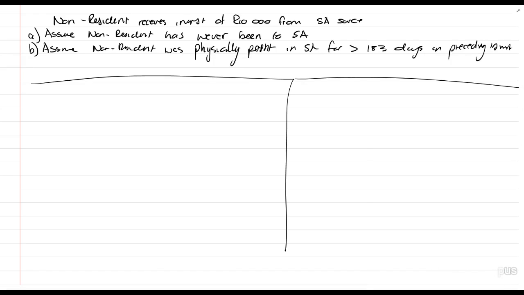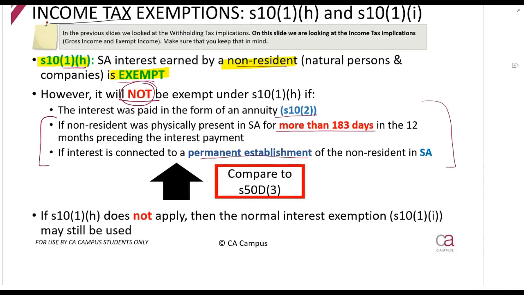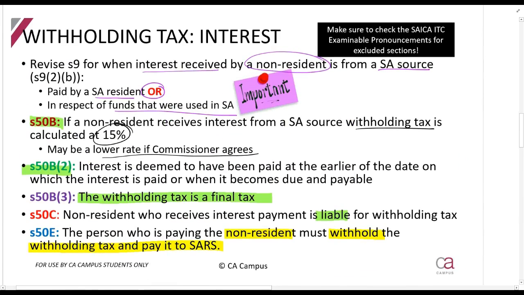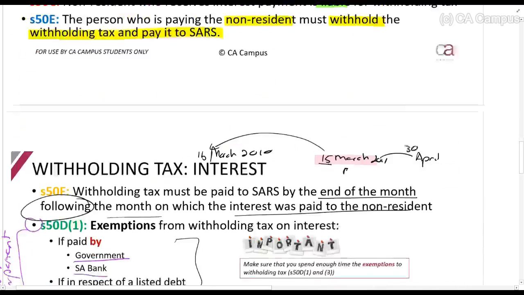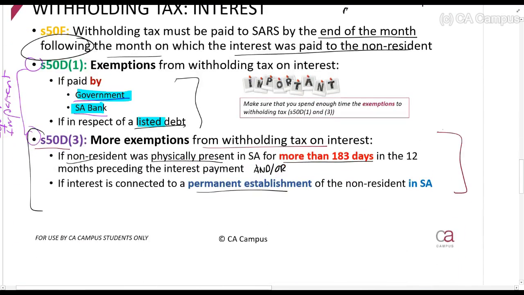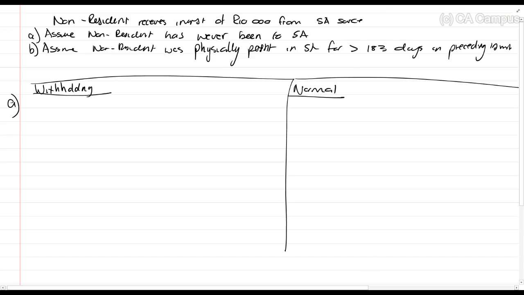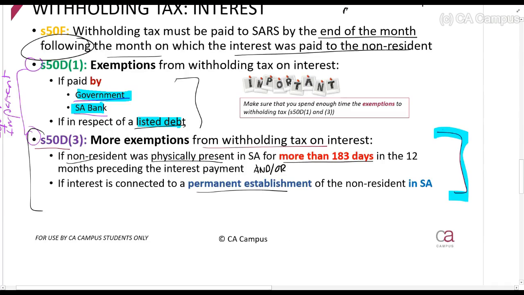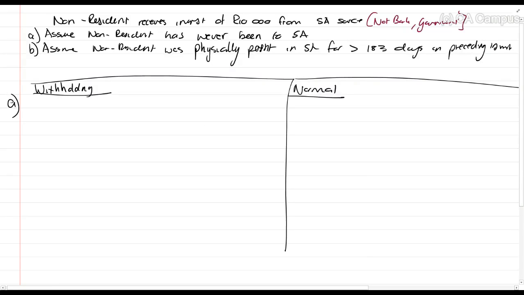So first situation, where the non-resident has never been to South Africa. Let's try and fill it in. So here's A. I just want to show you how simple it is. We saw withholding taxes on interest: there must be withholding tax calculated on interest at 15%, unless it was paid by the bank, government, or illicit debt, or if the person was in South Africa more than 183 days, or was a permanent establishment. In this case, it's not the bank or the government. We just take it from a normal person. I don't want that exemption. The exemption I'm trying to test and explain is the more than 183 days situation. So the first one is a person who has never been in South Africa.